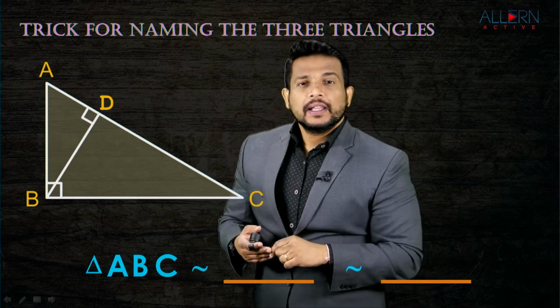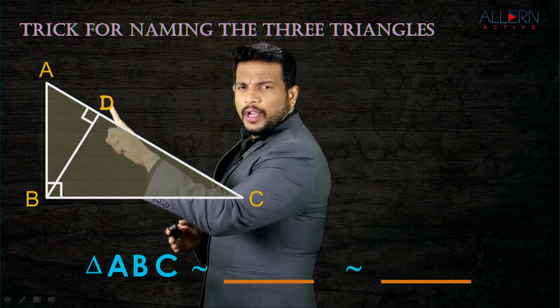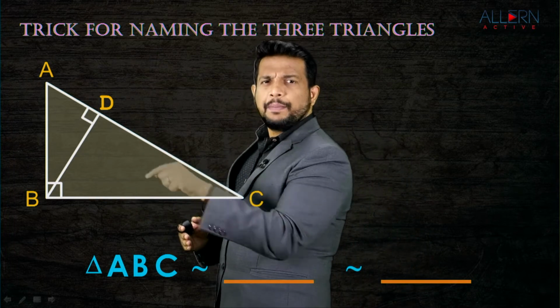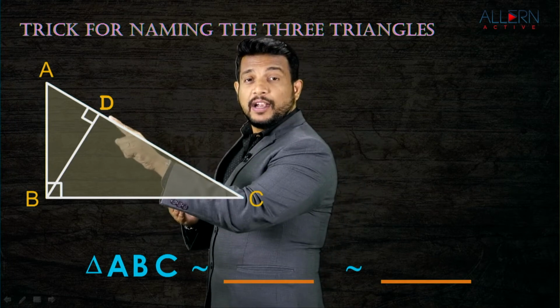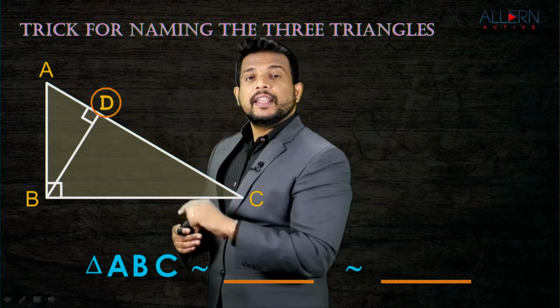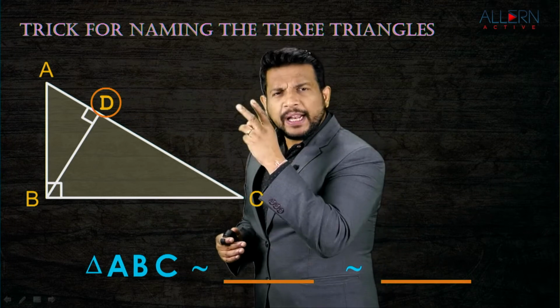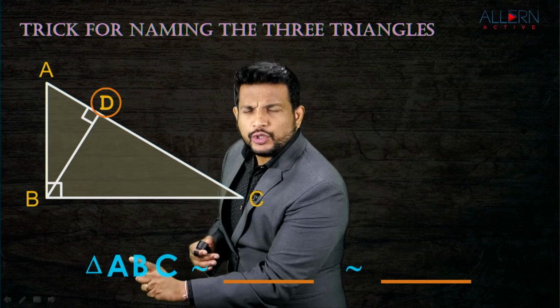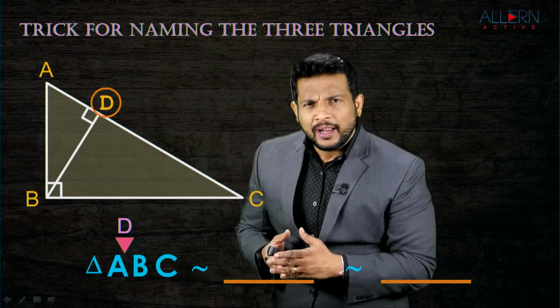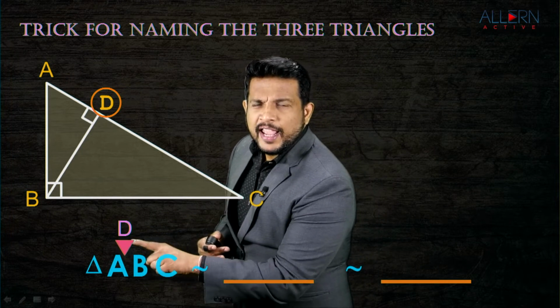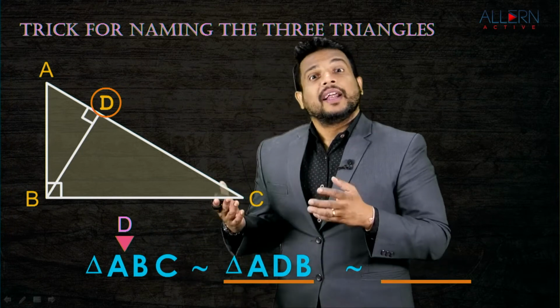See the trick. The trick is, now in this triangle ABC, the three vertices ABC, what is the fourth point which you see because of that altitude? That is D, right? Pick up that D. Focus on that D. Pick up that D, place it between the first two alphabets there. So what do we get? We get a triangle. What it will be? ADB. What's the name you get? ADB. That's the name of the second one.